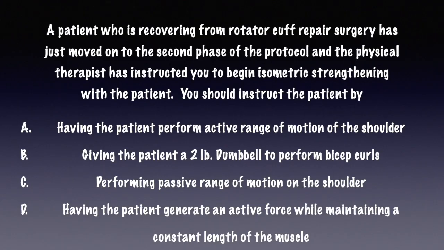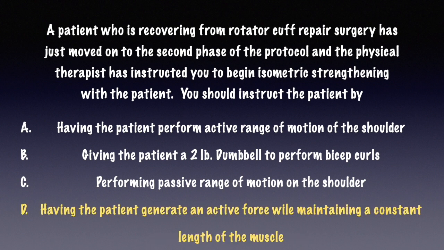A patient who is recovering from rotator cuff repair surgery has just moved on to the second phase of the protocol, and the physical therapist has instructed you to begin isometric strengthening with the patient. You should instruct the patient by A. having the patient perform active range of motion of the shoulder. B. Giving the patient a 2 pounds dumbbell to perform bicep curls. C. Performing passive range of motion on the shoulder. D. Having the patient generate an active force while maintaining a constant length of the muscle. The answer is D. Having the patient generate an active force while maintaining a constant length of the muscle.